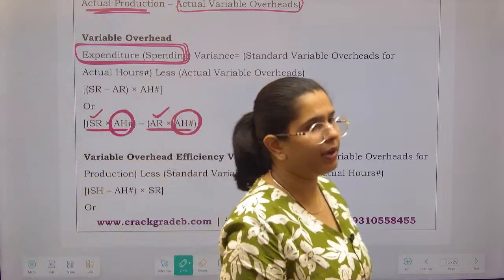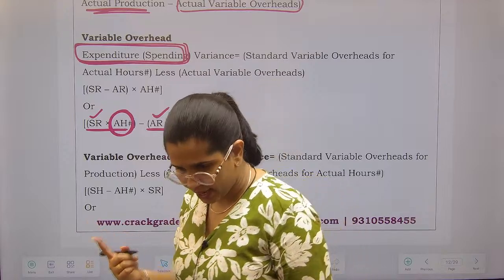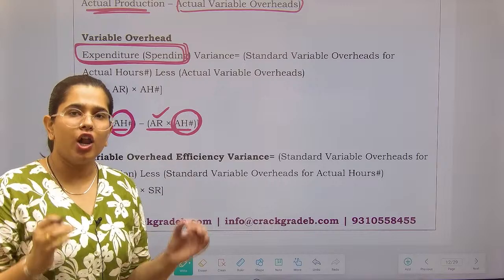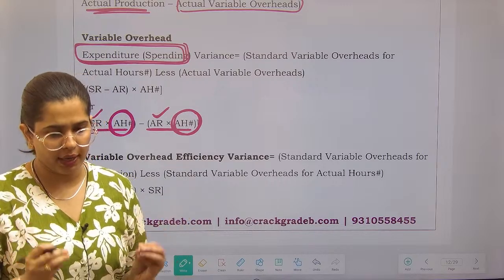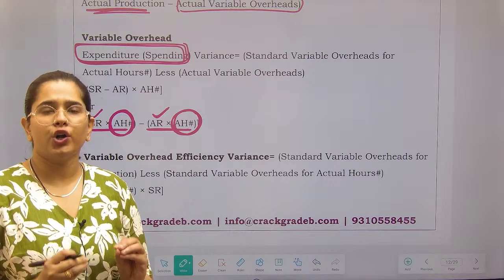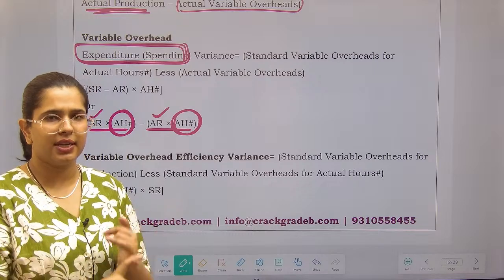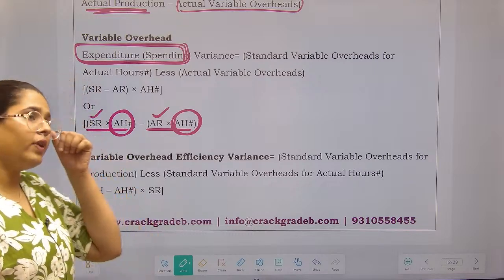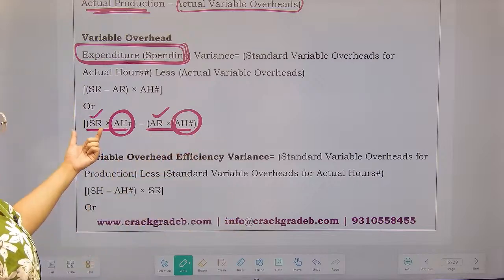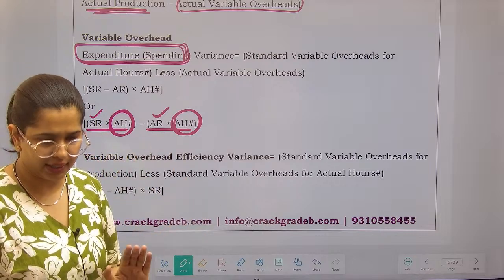In your material and labor overhead also, whenever you want to calculate rate variance, you always use actual quantity or actual hour, right? I repeat, whenever you want to compare rate related variance, whether in labor, material or overheads, you will be using the actual hour as a foundation and you want to compare the standard rate with actual rate. Okay, you want to compare these two.